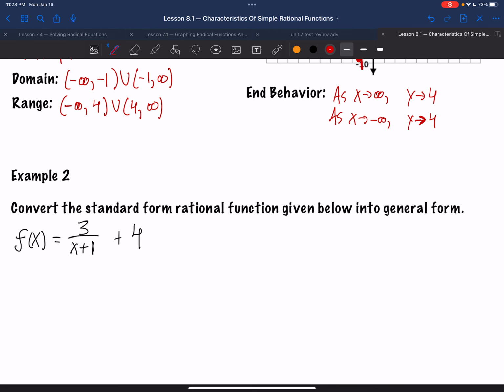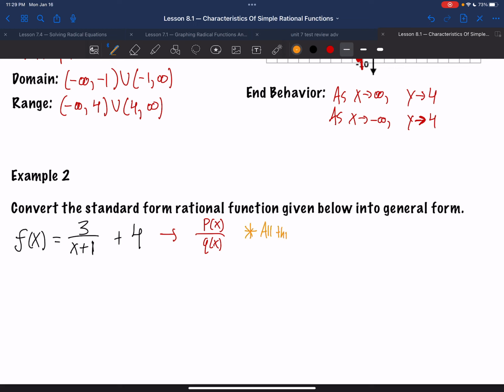Convert the standard form rational function given below into general form. Now, all the stuff I've been talking about prior, we haven't even done this. I haven't even set this up. But I'll tell you, you don't really need me to set this up. The idea is we're trying to convert this into a single polynomial divided by another polynomial. This is just getting a common denominator. And I'm just going to write that. I'm going to star that.